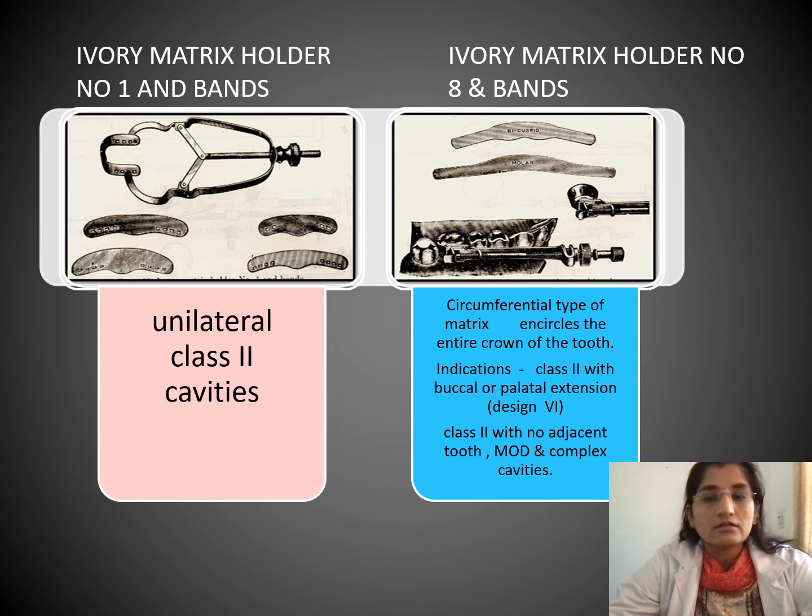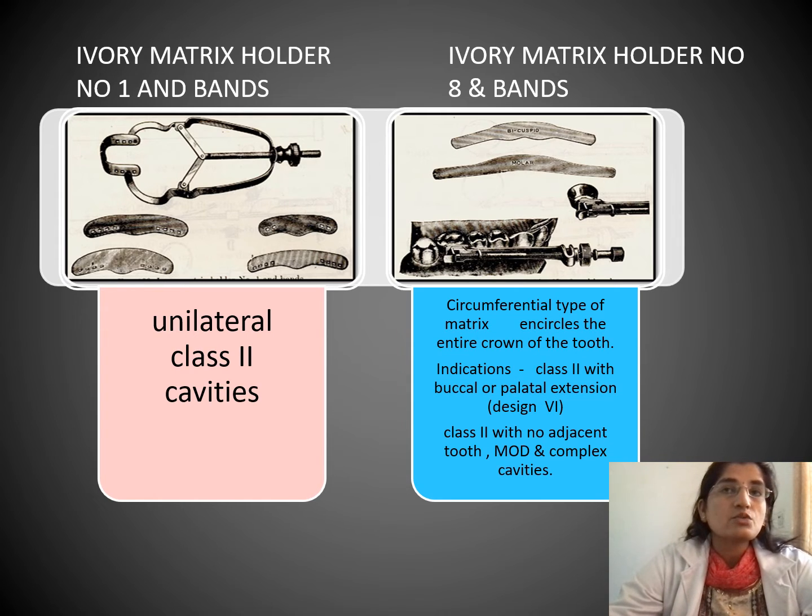And ivory matrix 8 is straight in shape, and it can also be used in class 2 with no adjacent tooth and MODs, that is mesio-occluso-distals, and complex cavities. Also with class 2 with buccal and palatal extensions.